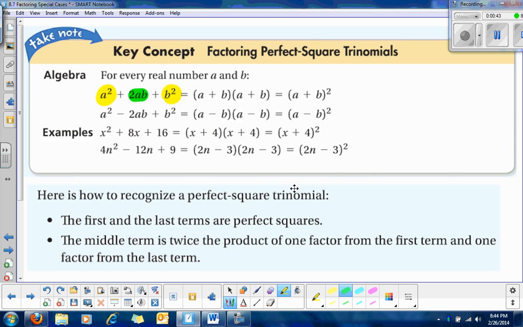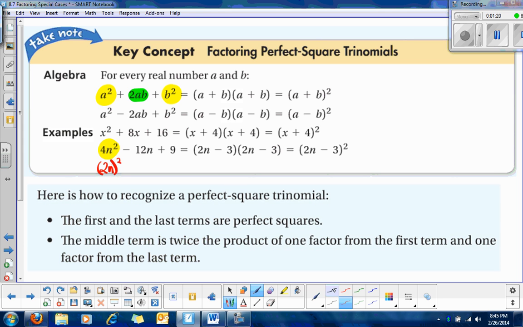Okay, so for example, if we're looking at actual numbers here, let's look at these first numbers. Here we have a 4n squared. So the first and last terms have to be perfect squares. So 4 is a perfect square because 2 times 2 is 4, and n squared is a perfect square because n times n is n squared. So that would be 2n squared. So that's a perfect square. So 2n quantity squared, that is a perfect square.